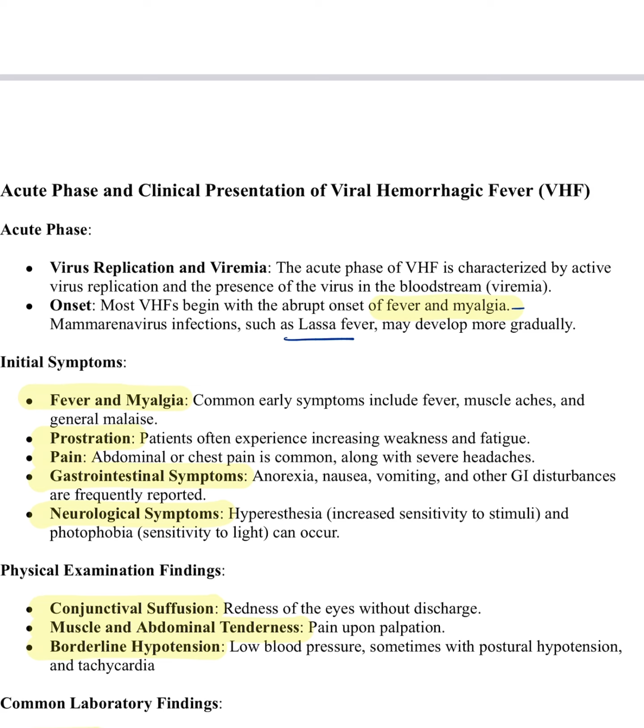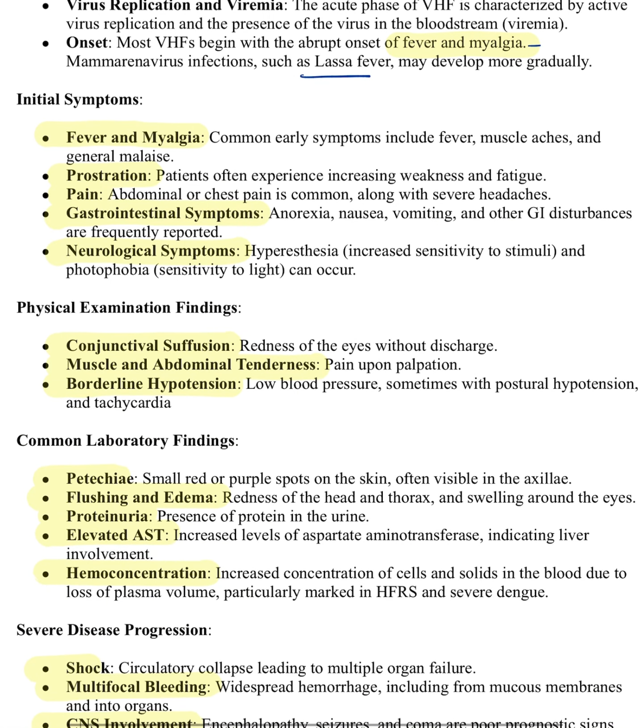In the acute phase, there will be virus replication and viremia, that is the virus will be present in the bloodstream. What are the initial symptoms of this infection? It is fever and myalgia, which is the most common earliest symptom. Prostration, that is weakness and fatigue. Pain will be there, abdominal or chest pain, and severe headaches. Gastrointestinal symptoms like anorexia, nausea, vomiting, other GI disturbances, and neurological symptoms like hyperesthesia and photophobia.